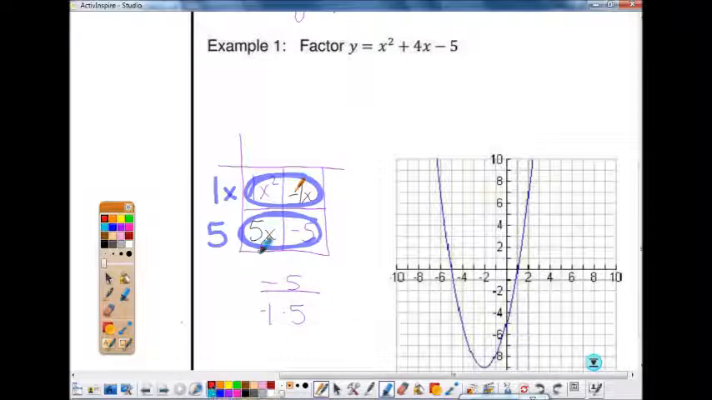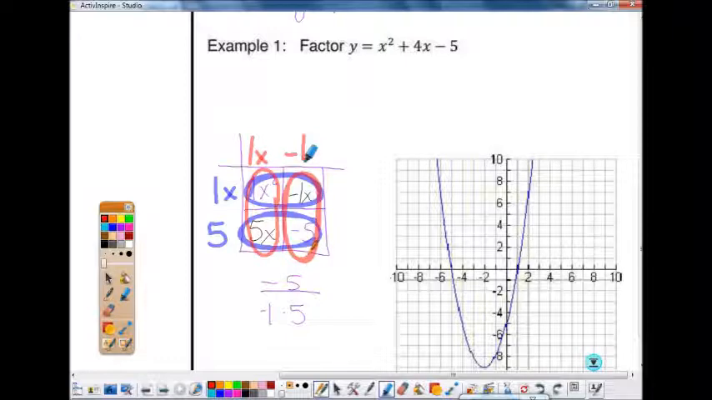Now I'm going to use red to go up and down. Let's look at the left column. What do both of these have in common? That's right, they both have a 1x. Let's look at the second column. Let's see what both of these have in common. Well, notice that these both have a negative sign, so I can go ahead and take the negative sign out as my GCF. And since I have 1 and 5, they only share the number 1.